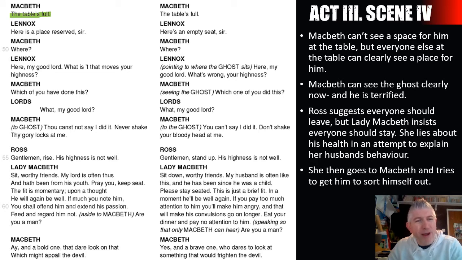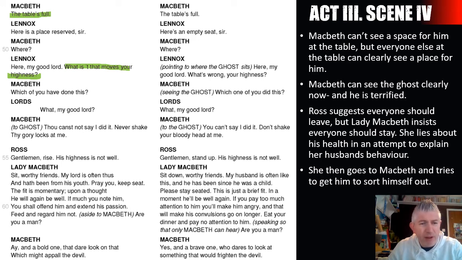"What is it that moves your highness?" And that is the indication there: Macbeth has seen Banquo's ghost and is absolutely terrified by it. His reaction: "Which of you have done this?" "What, my good lord?" He's speaking to the ghost.